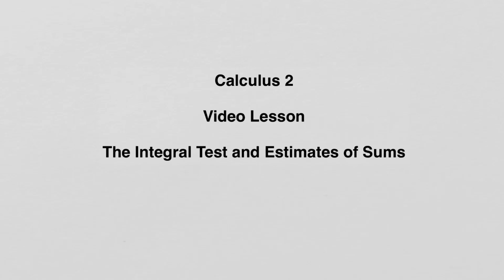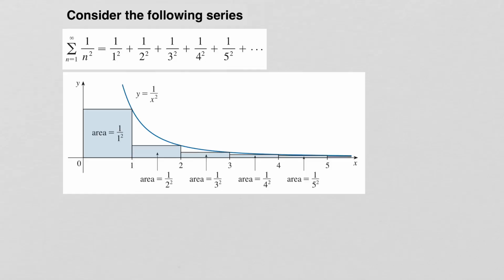The integral test, and estimates of sums. Consider the following series. We have the summation from 1 to infinity of 1 over n squared. The first 5 terms of this series are given here. Does the series converge or diverge? Let's look at the function that corresponds with this series, the function y equals 1 over x squared, and you can see the graph of that function here.